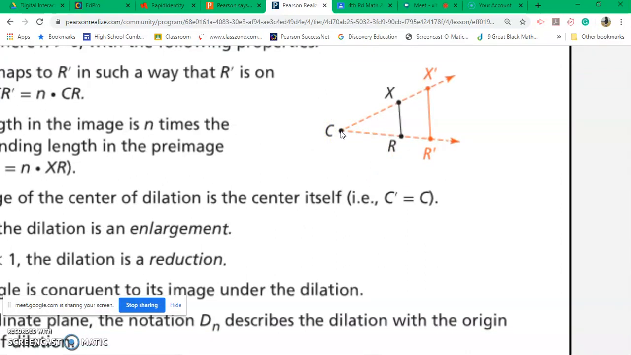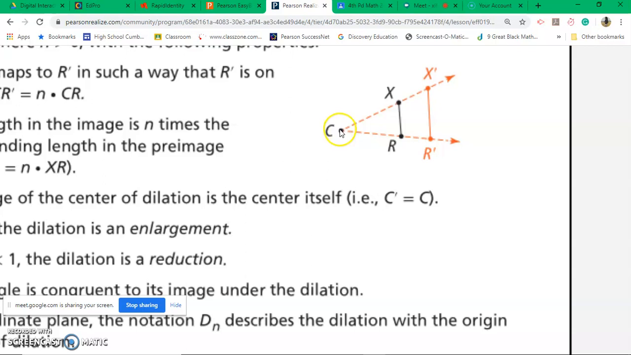All it's saying is that when you dilate a shape, if you took a line and connected it from the center, our center is C in this example, to the pre-image, which would be point R. You see this line right here? When you dilate the shape, the image point is going to follow that same line. Okay, and I could dilate it bigger and bigger. It's always going to just travel along that same line.